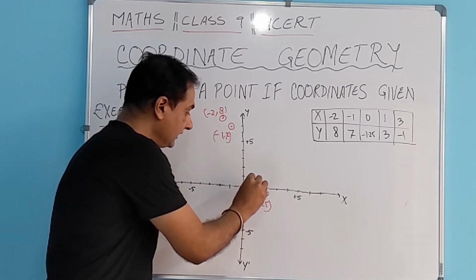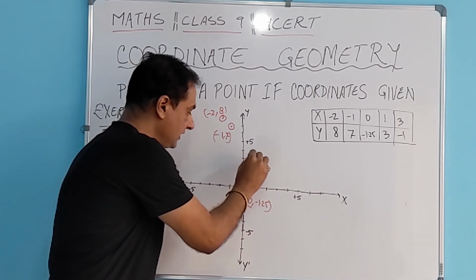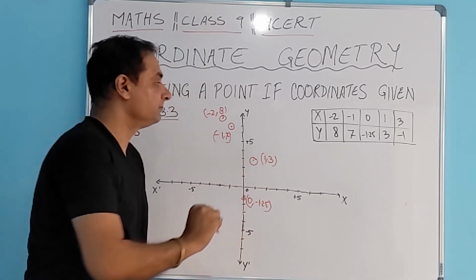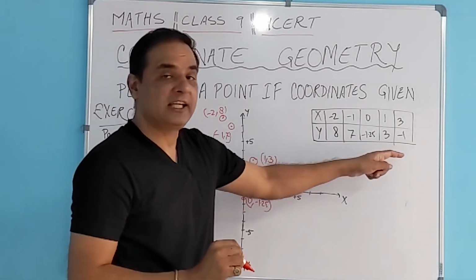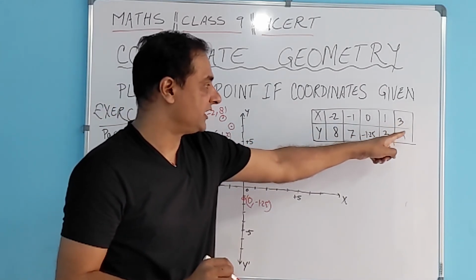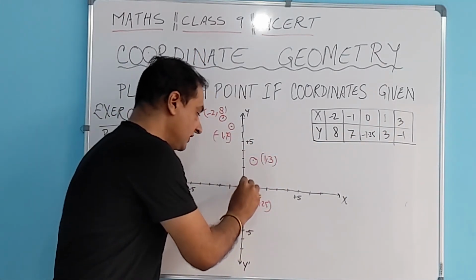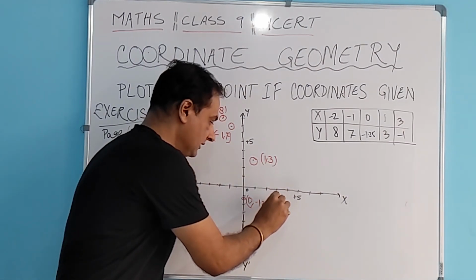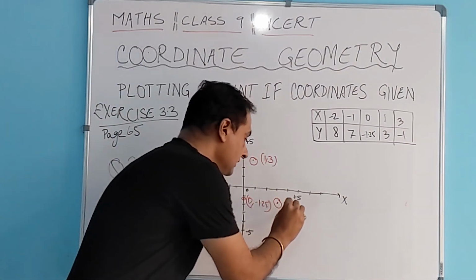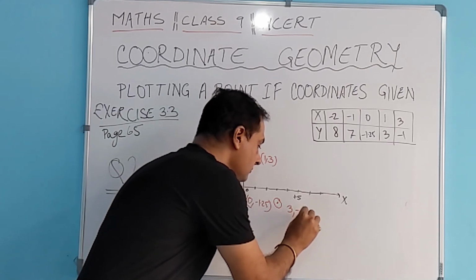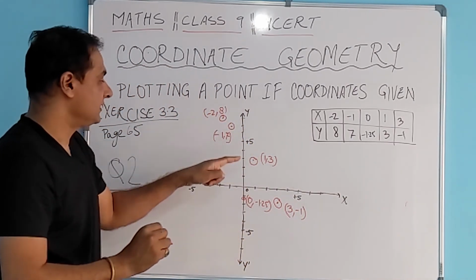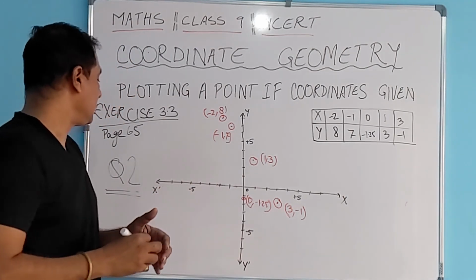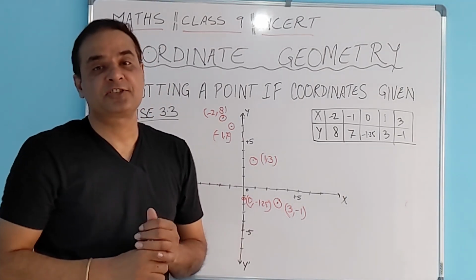We go to the next point, which is fourth point, 1 and 3. Positive 1, and then we go to positive direction, which is 3, 1, 2, 3. We plot it here. It is 1 and 3. The final point we have in the question to locate is 3 minus 1. So we go 3, positive 1, 2, 3, and then -1 we go down here, and here we can plot 3 minus 1. So in this way we can plot all these points, and this concludes our question number 2 for exercise 3.3.